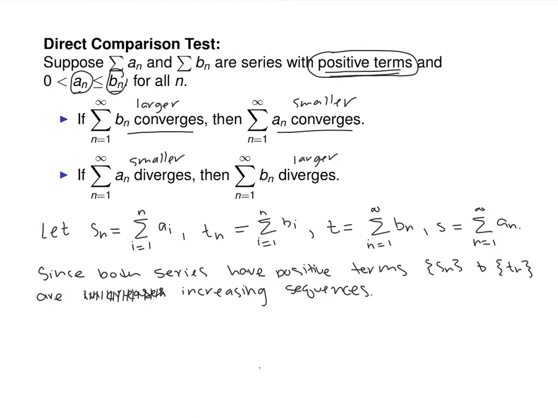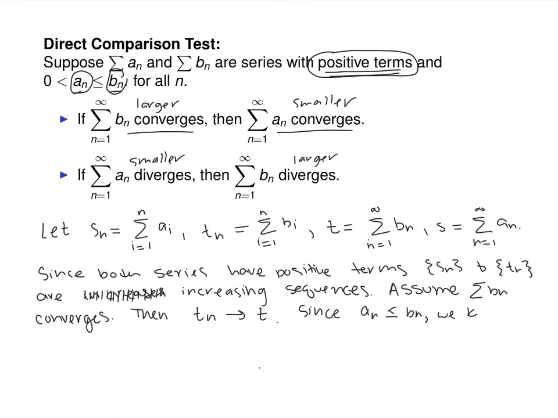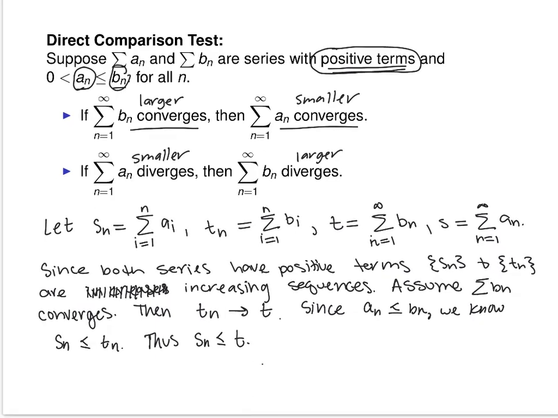Okay, so first let's prove the first one. Let's assume that the sum of the bn's converges. Then we know that the partial sums Tn approach some value T. And since an is less than or equal to bn, we know that Sn is less than or equal to Tn, since Sn is a sum of all the an's up to a point and Tn is a sum of all the bn's up to a point. And then it's also true that Sn is less than or equal to T, and T is the thing that Tn is converging to.